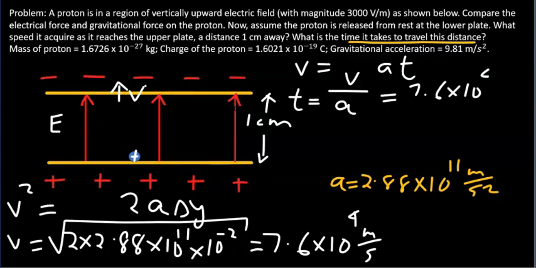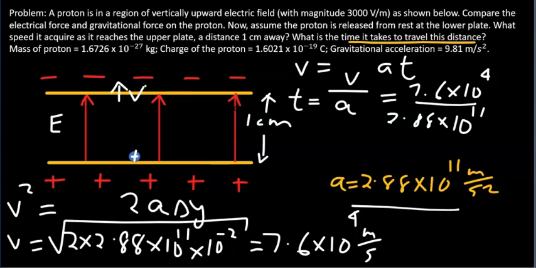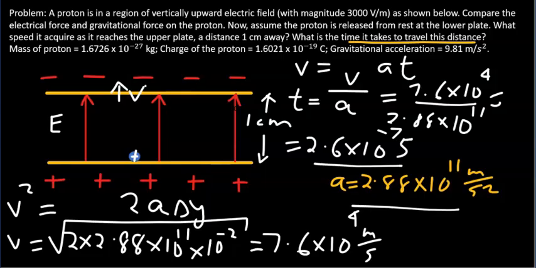v is 7.6 times 10 to the power 4. a is that number, 2.88 times 10 to the power 11. And the answer should be in seconds. And that's going to give you an answer of about 2.6 times 10 to the power minus 7 seconds. So this is the amount of time the proton takes to travel from the bottom plate to the upper plate. And that solves the problem.